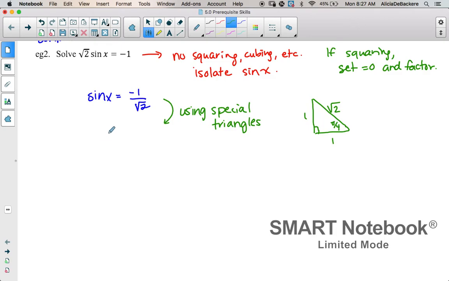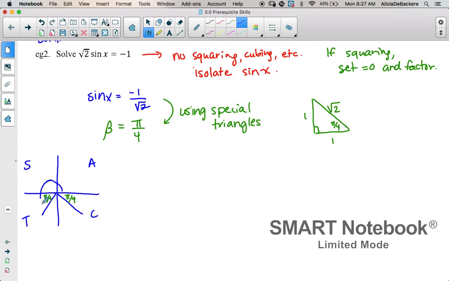So what I've discovered here is that my related acute angle is pi by 4, and now I need to figure out what quadrant it's in. So I'm thinking about the CAST rule here, and I know that the sine ratio is negative in these two quadrants. So whenever I'm solving for an angle, if they give me a ratio, there's always two answers, unless they restrict the domain of x. So what I have here, my first answer, again, the related acute angle is always between the x-axis and the terminal arm. So those are my related acute angles.